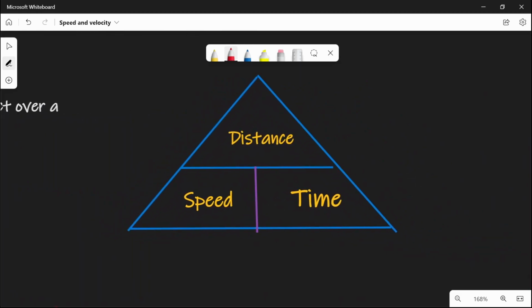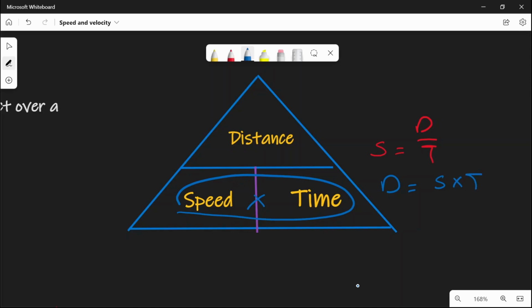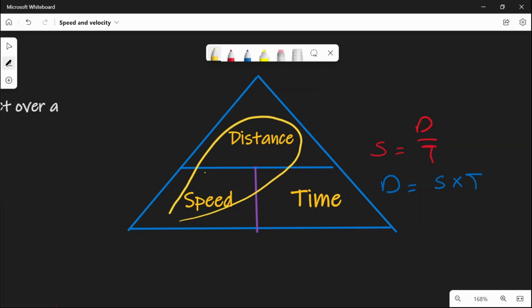Now this triangle shows the relationship between distance, speed and time. So as you can see, speed is equal to distance over time. And distance is equal to speed multiplied by time. While time is equal to distance over speed.